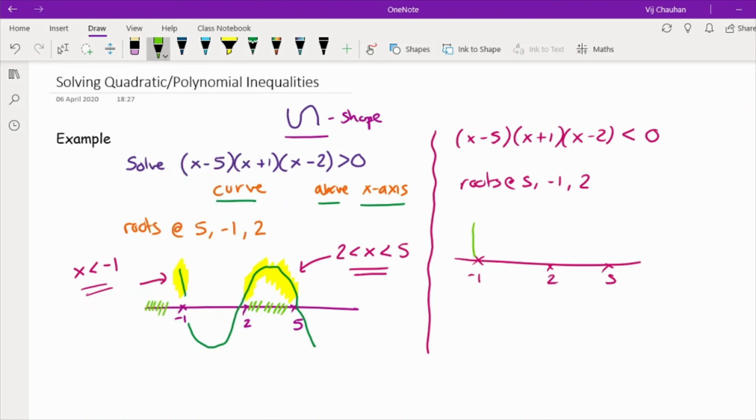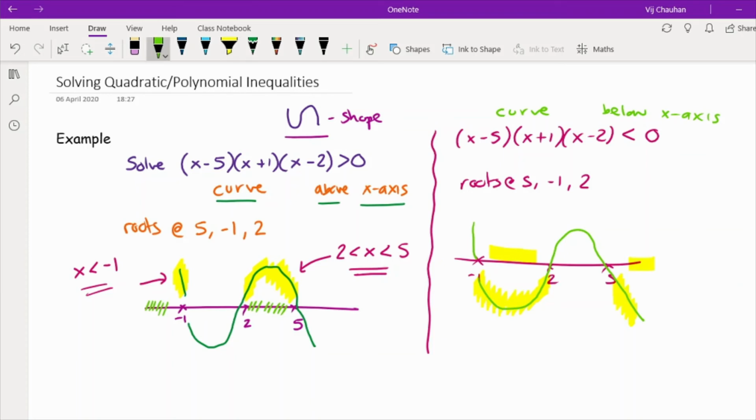So what I've got is something that looks closely similar to that. So here what I'm looking for is where the curve is below the x-axis. So again, shading that region there, I'm looking for this part here and this part here. So I'm looking for that range there and this part here of that x-axis.